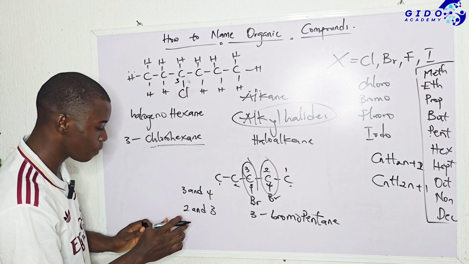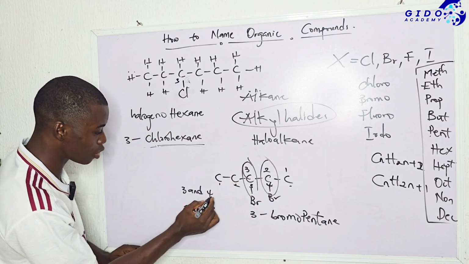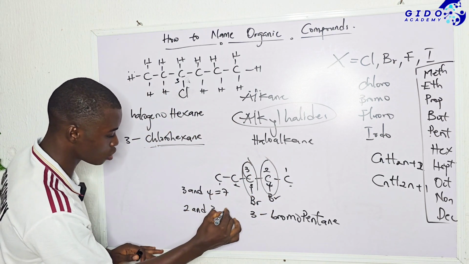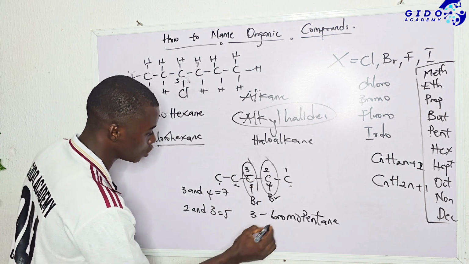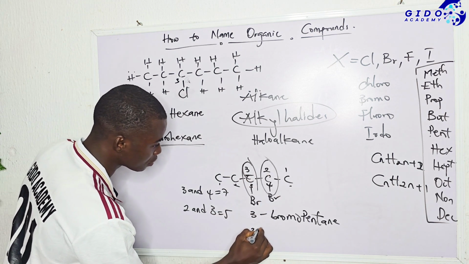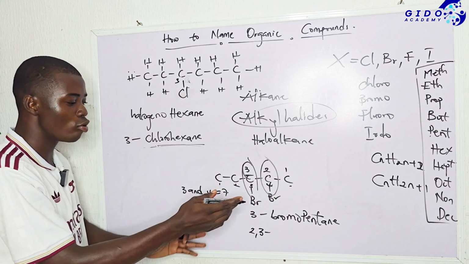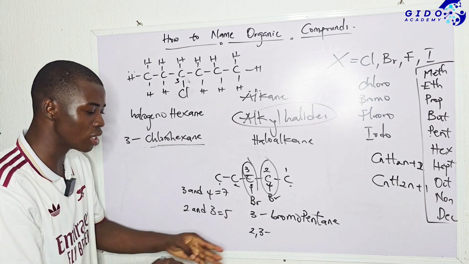So which of them is lower? Which of them has a lower value? 3 plus 4 will give us what? 7. Here will give us what? 5. So we work with the lower numbers, which is 2, 3. Bromopentane. But it's wrong for you to call it 2, 3 bromopentane.